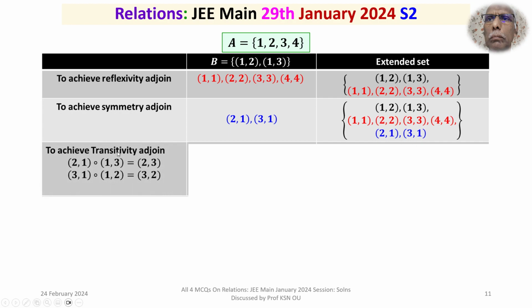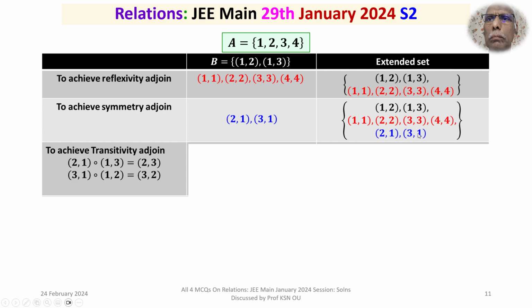So to achieve the transitivity, what we do is we take (2, 1) and compose that with (1, 3). Suppose you compose with (1, 2), you will get (2, 2), which is already there. So (2, 1) composed with (1, 3) is (2, 3). Now (2, 1) composed with (1, 1) will remain (2, 1) only. (2, 1) composed with this will not give you anything. So the composition with (2, 1) is over.